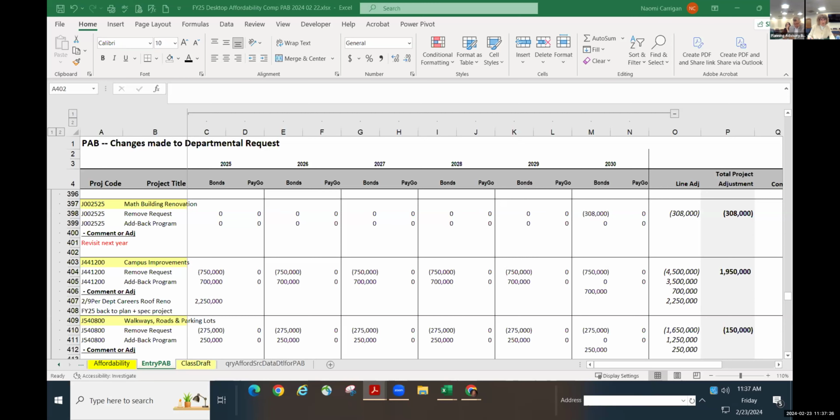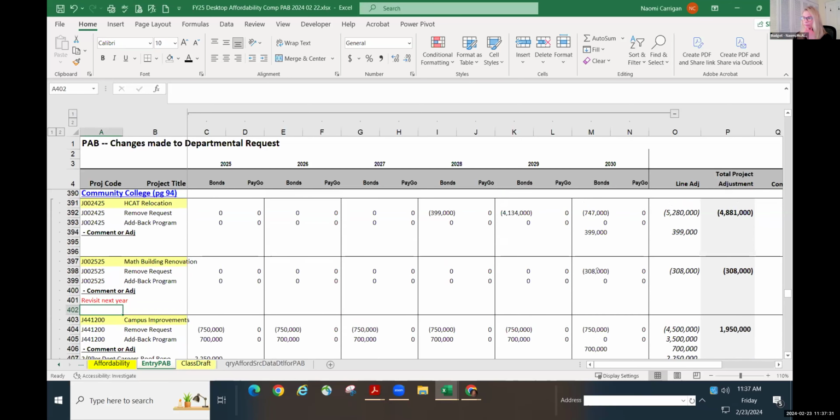So Naomi, we're gonna take out the math building for now, right? Mhm. 308. Yes. Okay, and the HCAT relocation, what do we do with that? So we pushed that all the way out to 30. They wanted to start the project in 28. And in this scenario, the project's actually going to start in 2030. Okay. What if we took the campus improvements down to 600?